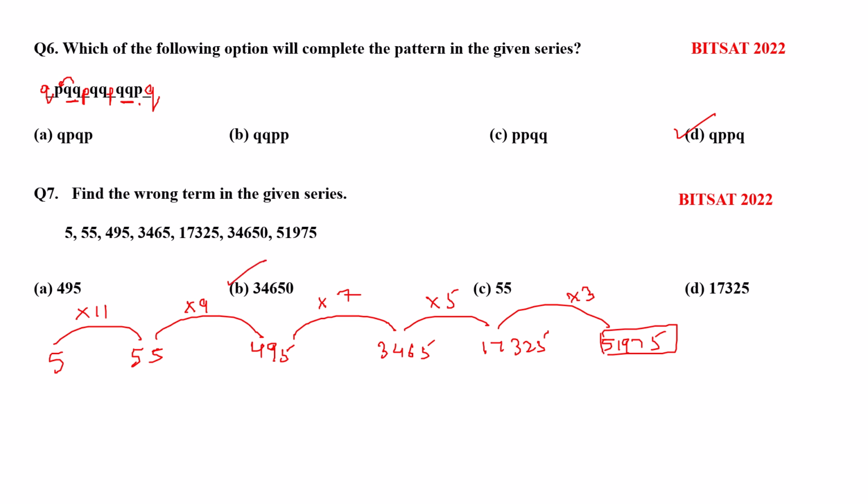Now let's complete the series. After that you have to multiply by 1, so the last term will be the same number itself. So you can see the pattern: first you have to multiply by 11, then 9, then 7, then 5, then 3 and then 1. So B is the correct option.